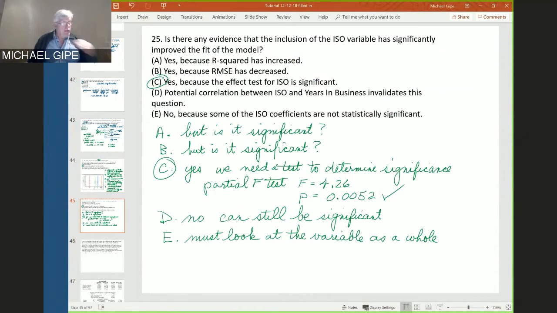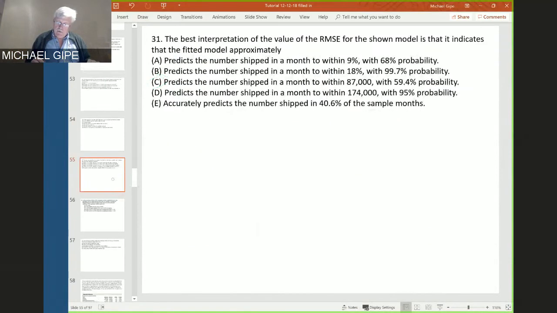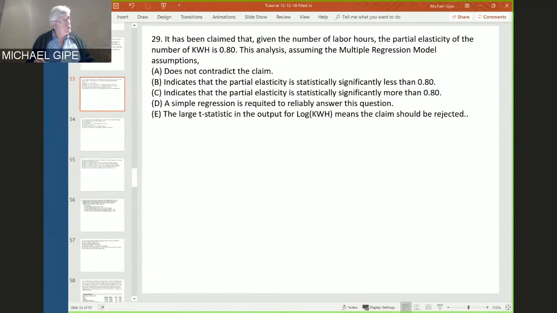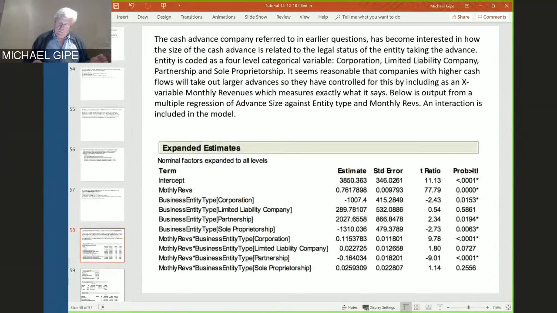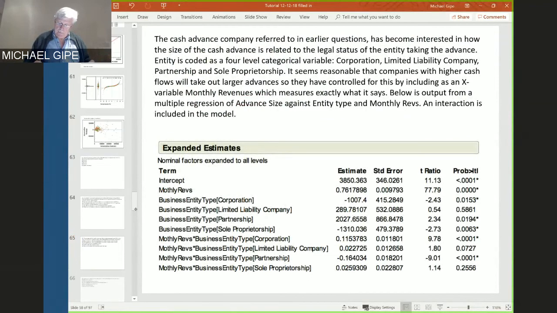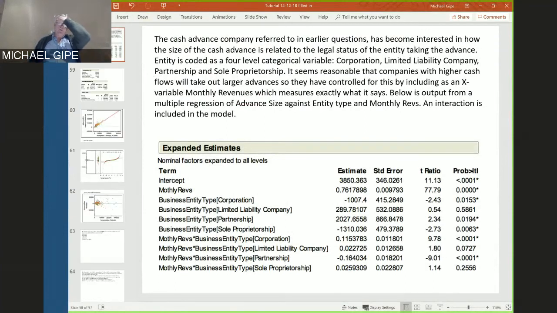Okay, let's see. Last time we looked at statistics, we did 26 through 33, so let's not waste any time doing them again. Okay, so now we have a new group of questions based on a new model.